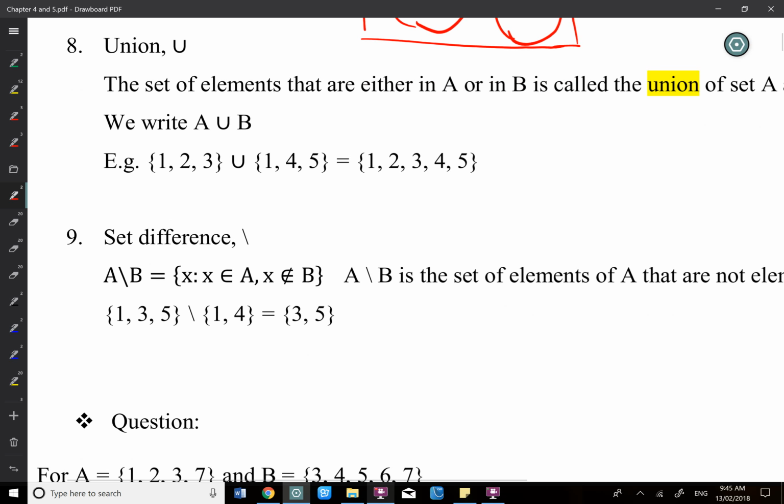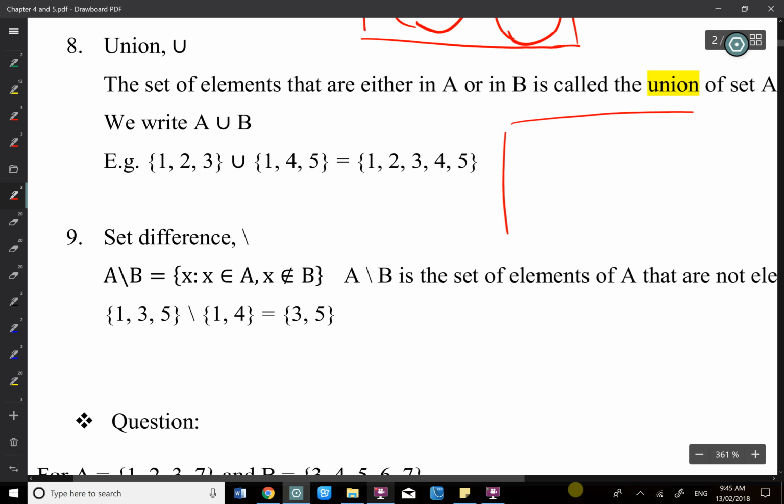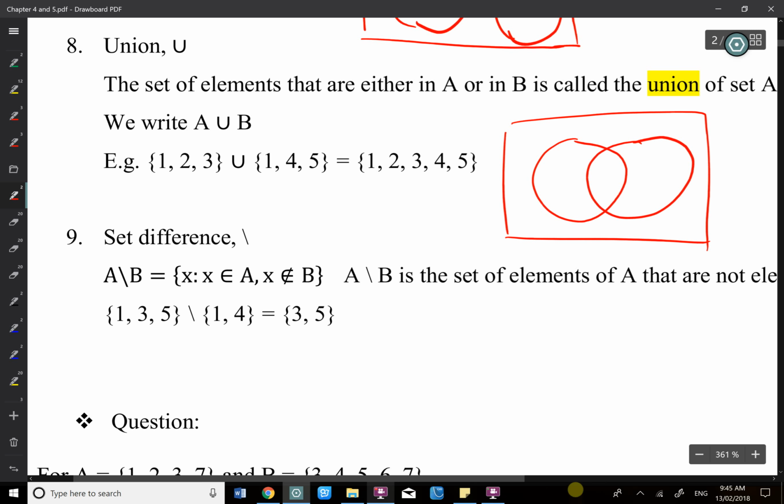So union is just listing everything out in both curly brackets, but you're not repeating terms. For example, if you have 1 in both sets, you just say 1 once. So the elements will be 1, 2, 3, 4, 5. That's the union set. Okay, union is easy to understand, so we need everything. Have A and B, we need everything here.